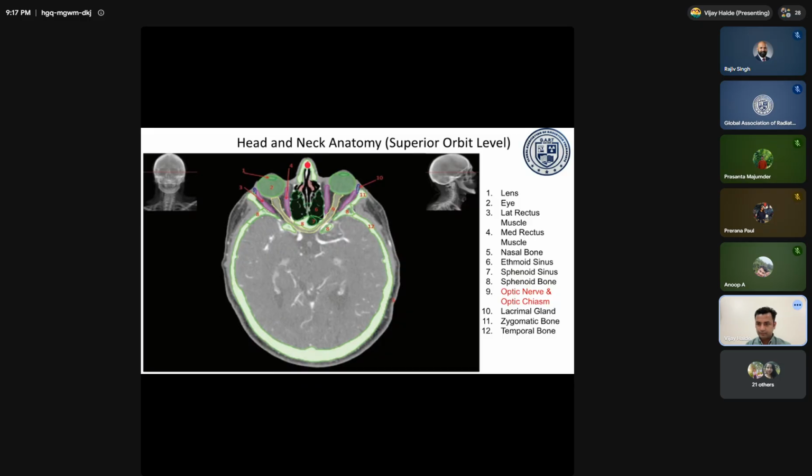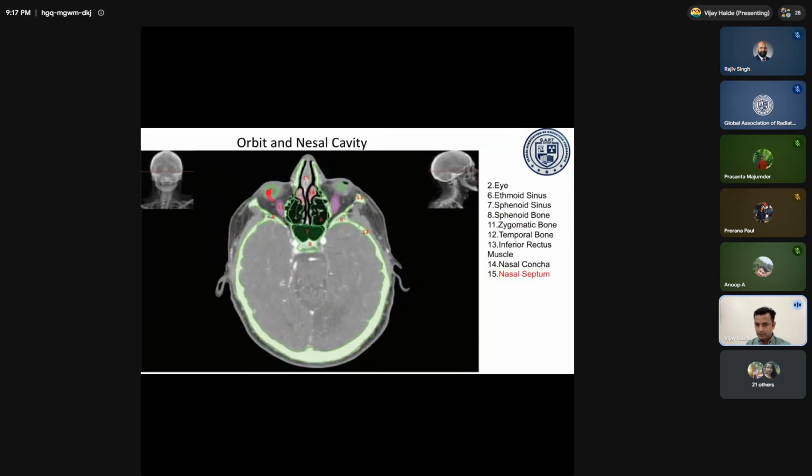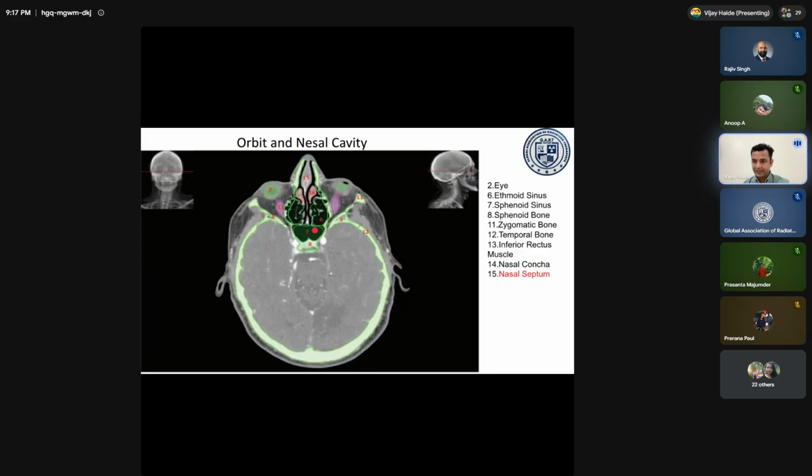You can see the nasal bone, ethmoid sinus, and sphenoid bone here. This is the temporal bone. So from here onwards, the organs are very closely attached to each other. So this is the last part of the orbit. In the last slice, here number 13 is the inferior rectus muscle, which holds our eyeball. Number 7 is the sphenoid sinus, which we can clearly see here for matching purposes.